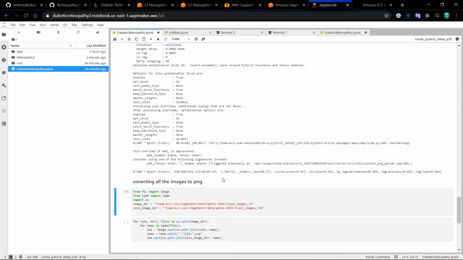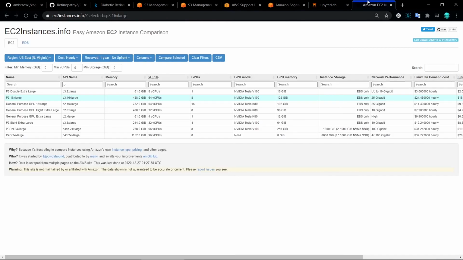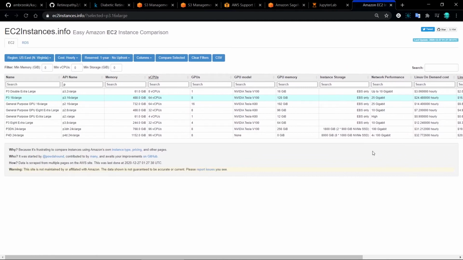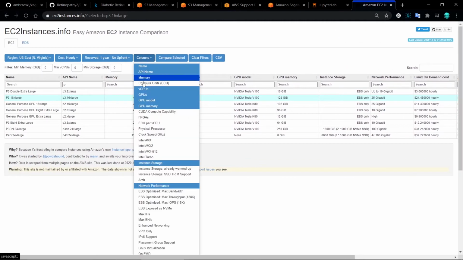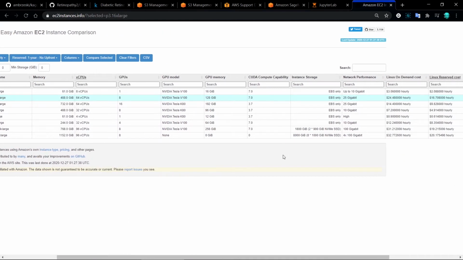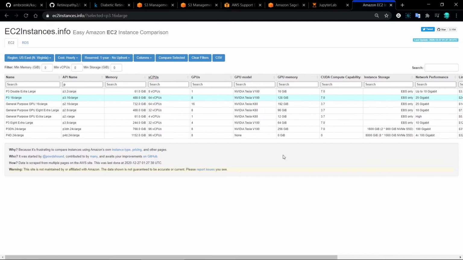The CUDA toolkit. I just forgot one thing: this instance has a GPU model and GPU memory. I'll ask about the CUDA compute capability. This is 7.0 CUDA compute capability, on the p3.xlarge with NVIDIA Tesla V100. I have used one more instance, G4DN.xlarge, where those instances have Tesla T series and Tesla K series.